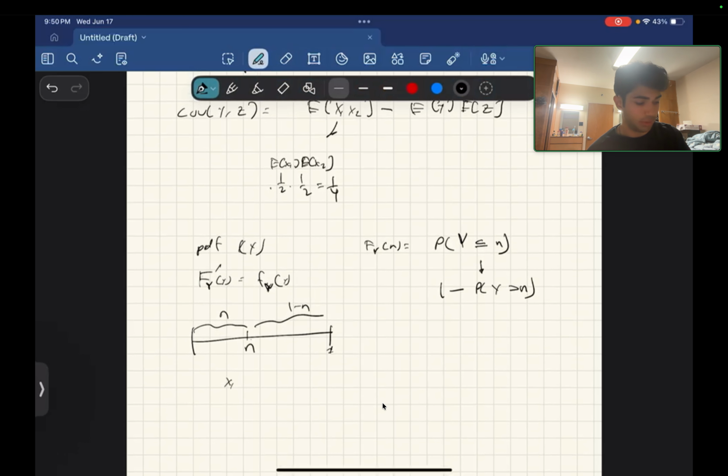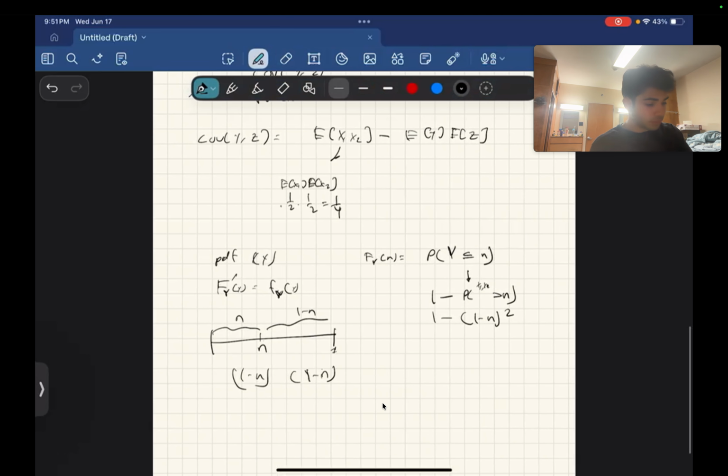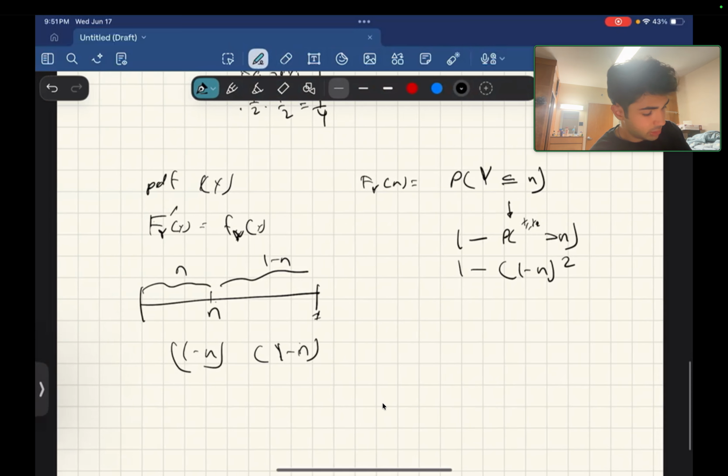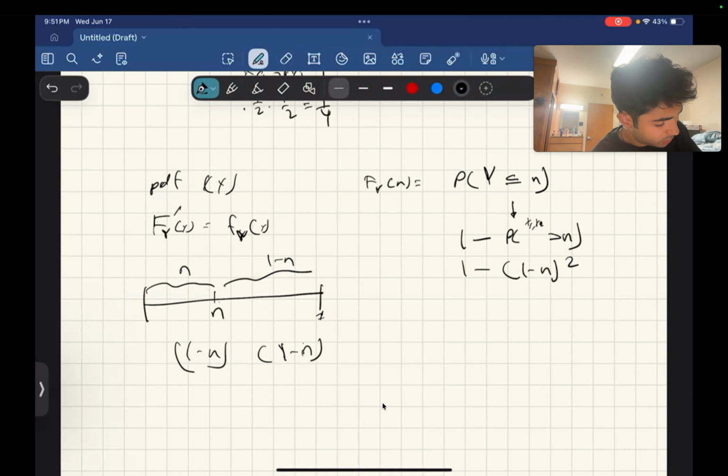That has to happen both times, right? The probability of y being more than n is the same as x1 and x2 both being more than n. We take what we just got, 1 minus n, and multiply it by itself, because they're independent and have the same distribution, so we can just multiply the probabilities. So we get 1 minus n, whole thing squared. Taking the derivative of this, we get 2 times 1 minus n. That's the PDF of this.